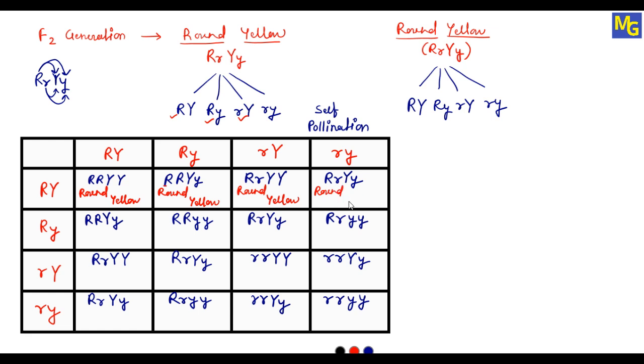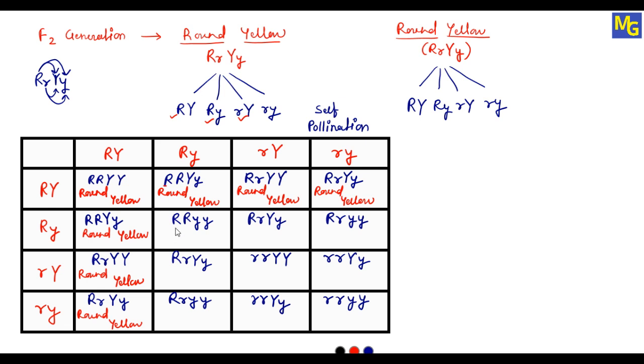So you have to just focus on the capital and the small letter. So see here, this is also round and yellow. This is also round and yellow. You have to just focus on which letter is capital. So here R capital round, Y capital yellow. At least one letter there should be capital, so it will be a dominant one.